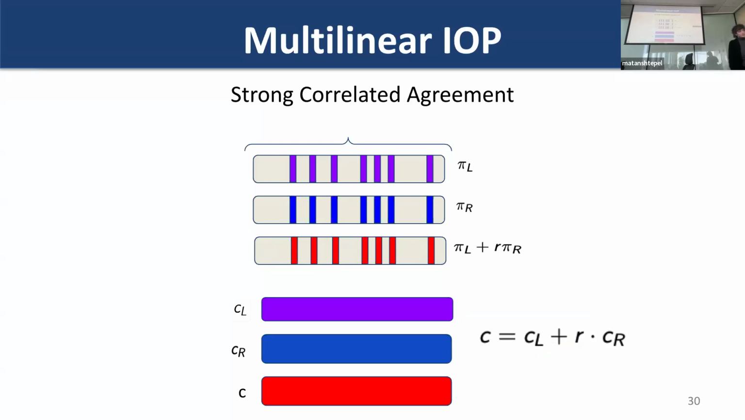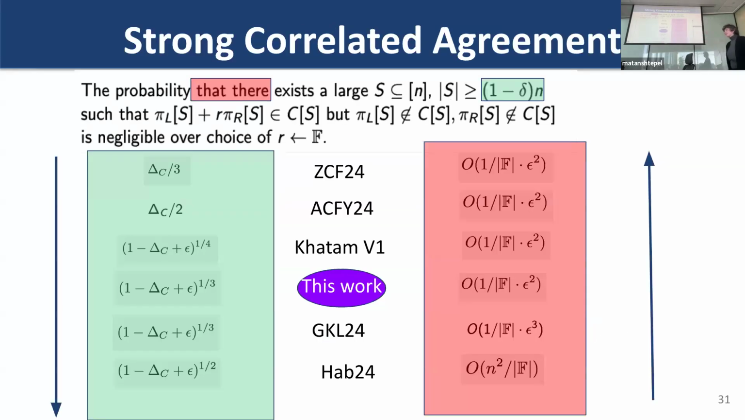Is there any time that we believe that correlated agreement holds, but strong correlated agreement does not hold? I think no. We've proven that strong correlated agreement always holds when correlated agreement holds, but it was not known before, like a year ago. I think strong correlated agreement implies correlated agreement.